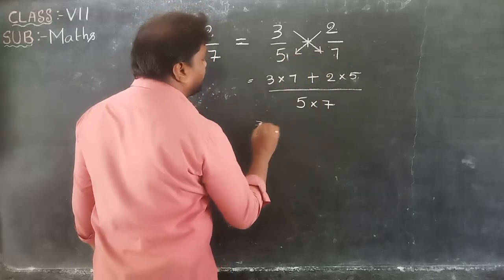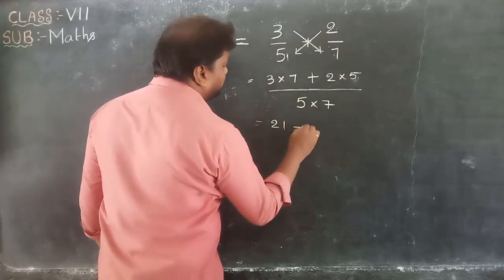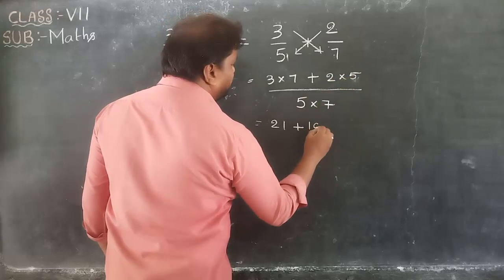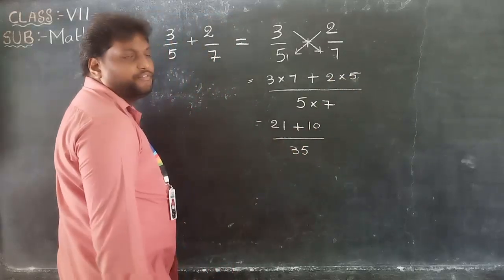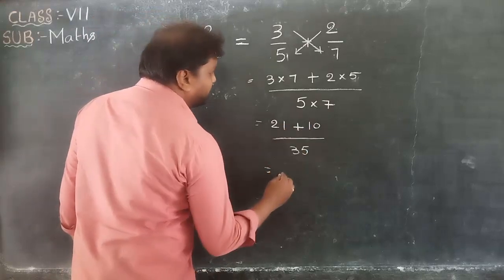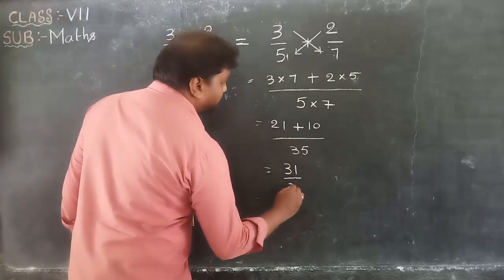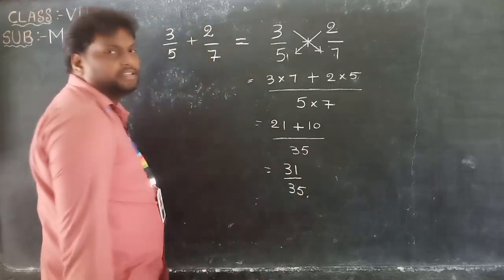These two denominators should be multiplied. 3 sevens are 21, plus 2 fives are 10, by 35. 5 sevens are 35. Then 21 plus 10 is how much? 31 by 35.